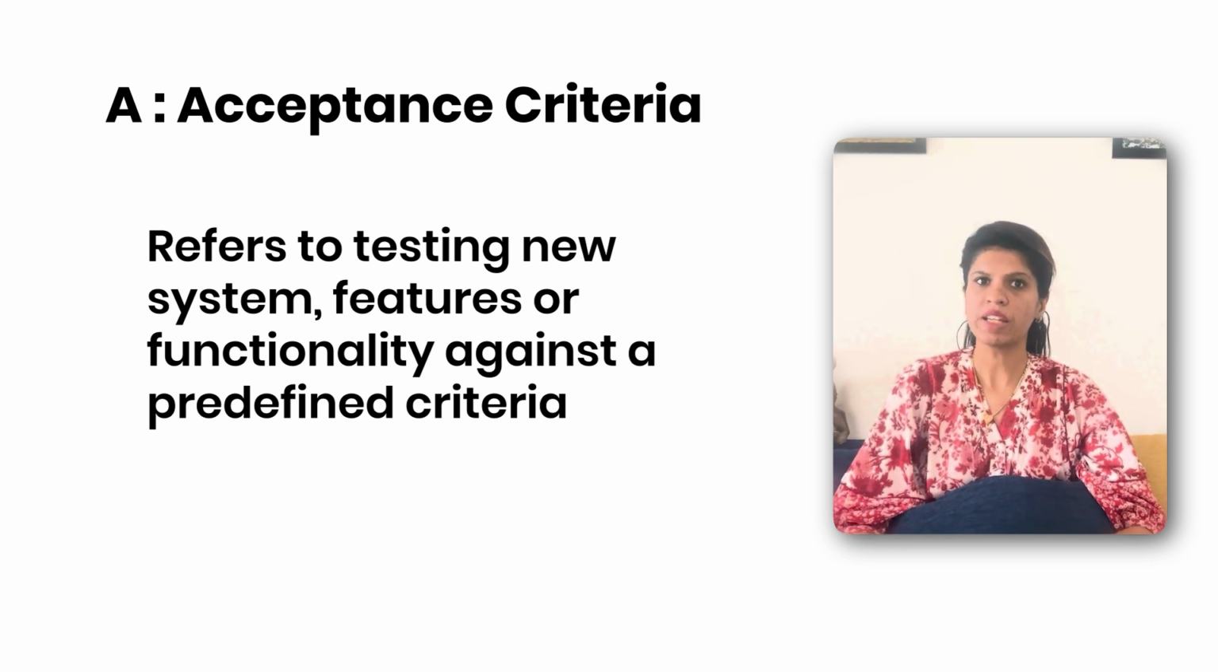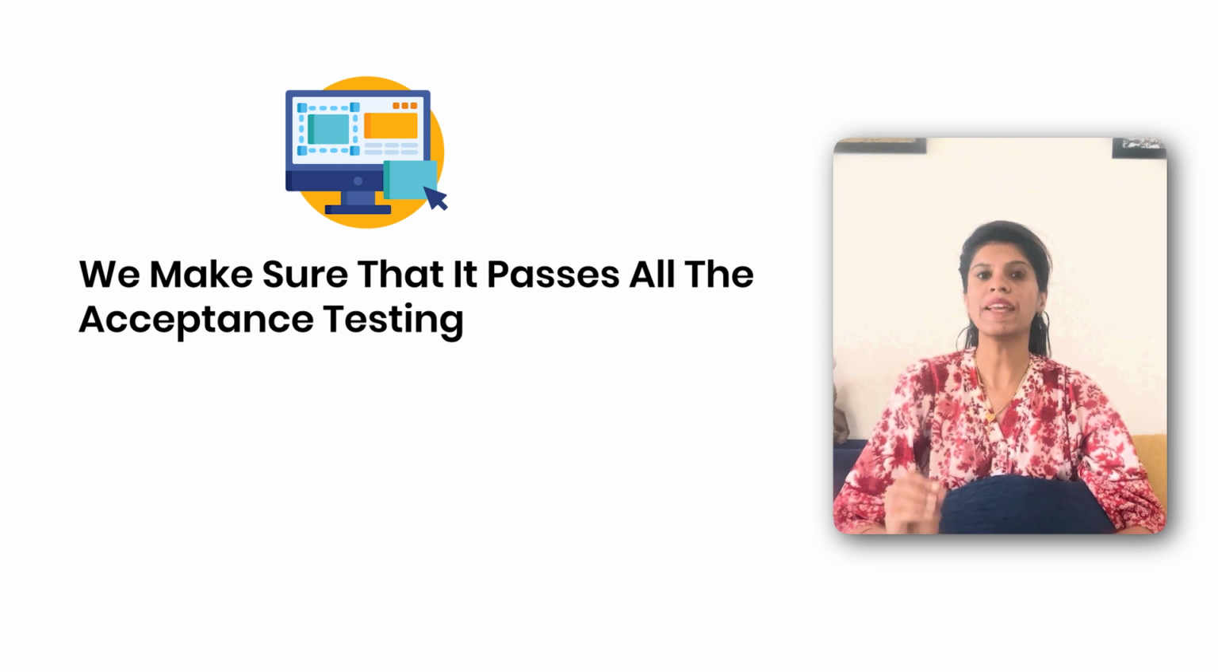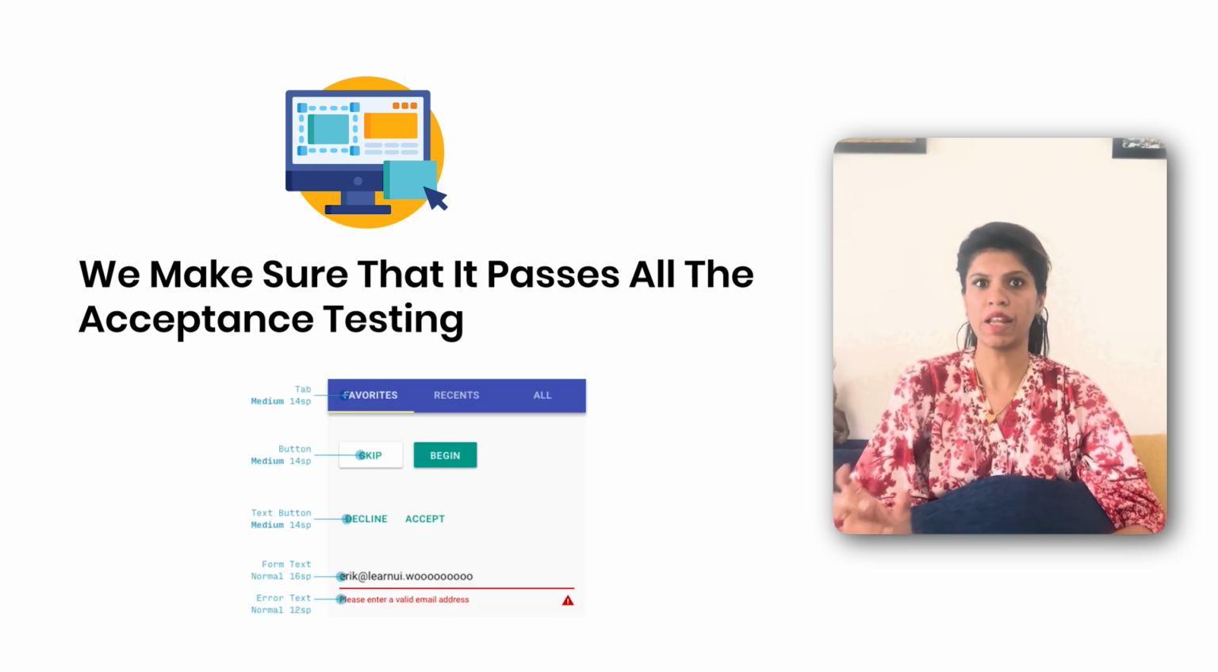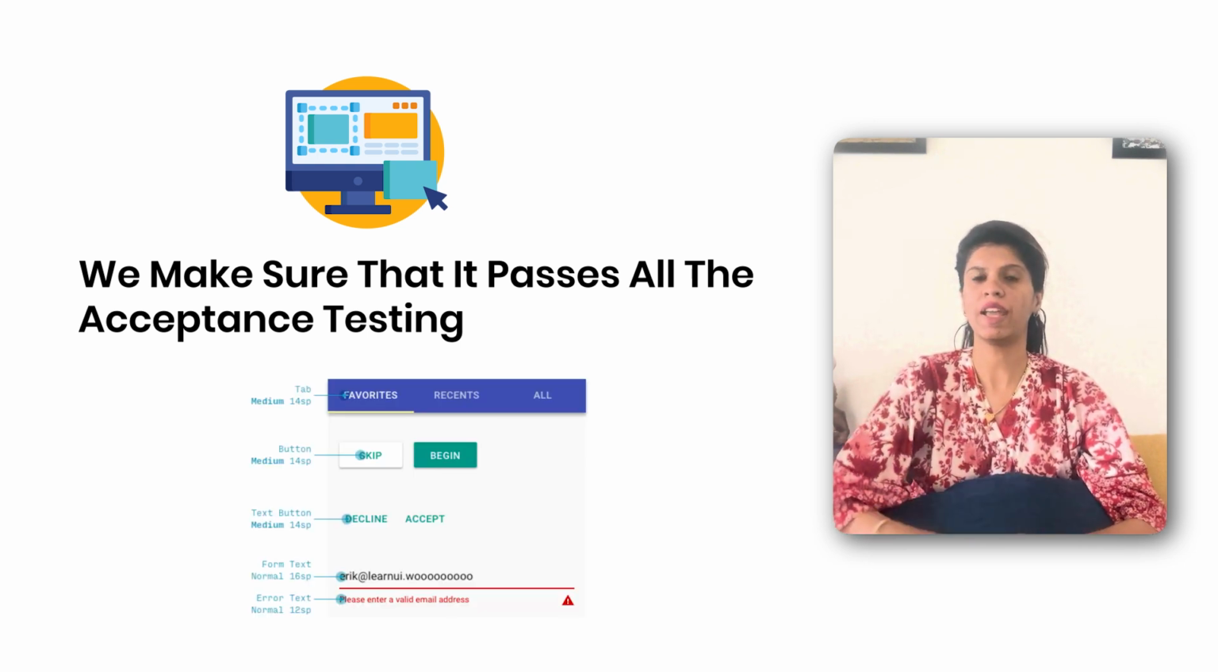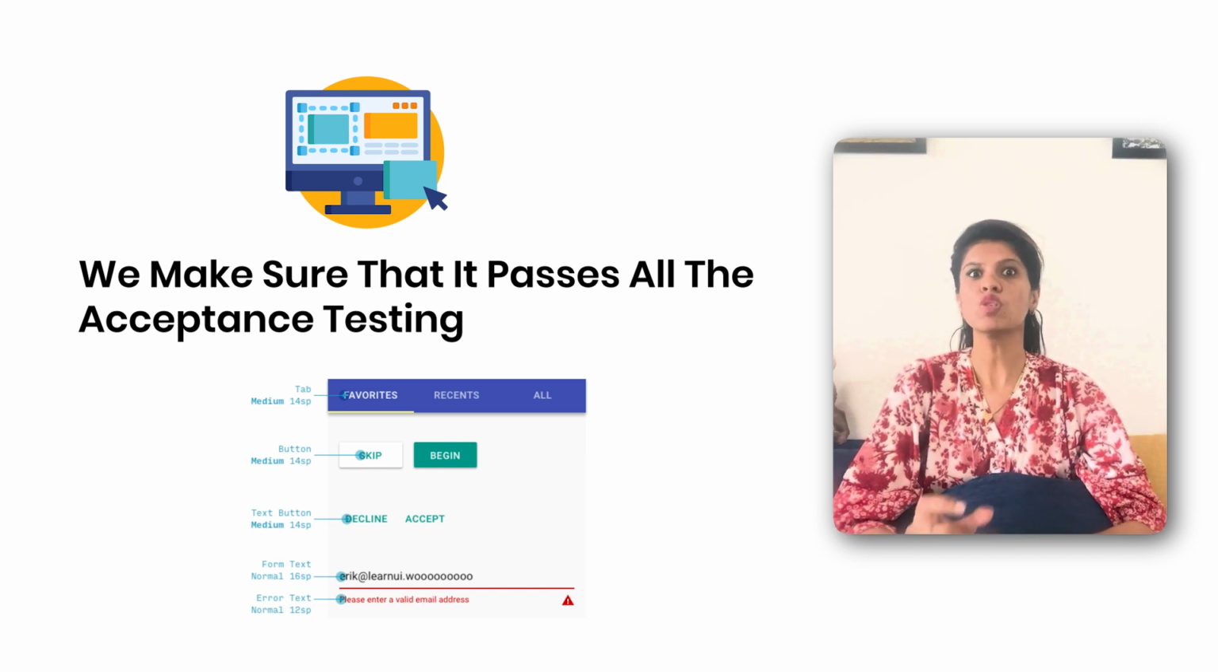So let's say we have recently launched a new UX website. We make sure it passes all the acceptance testing. Let's say the logo button is correctly positioned or the text is of the same font size that was prepared. Next we have beta testing.